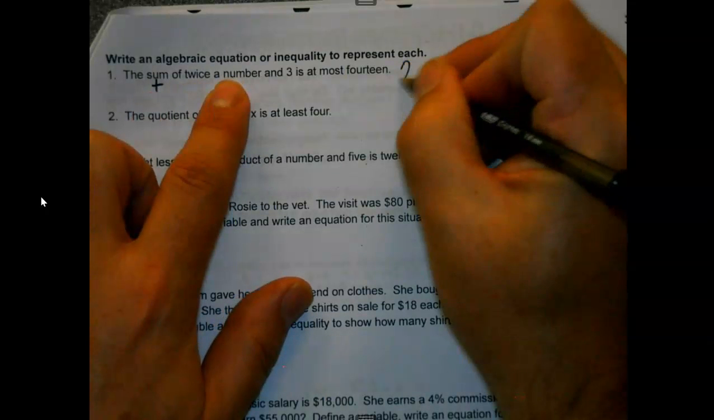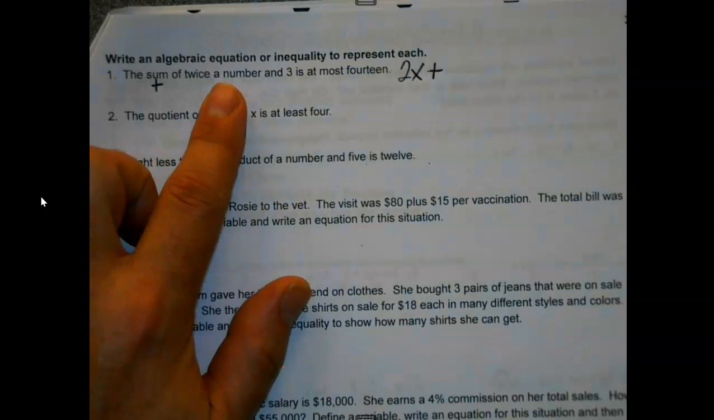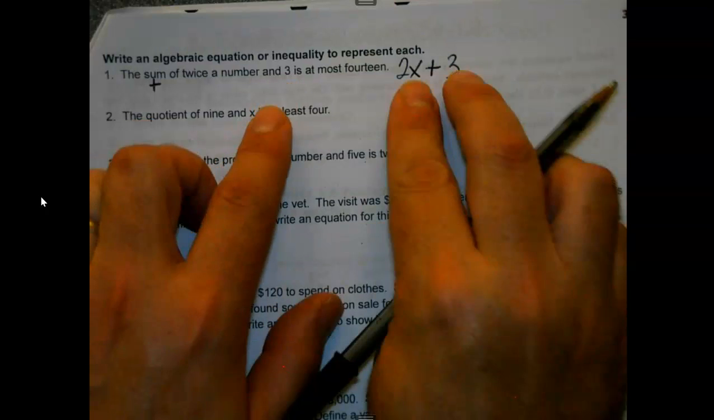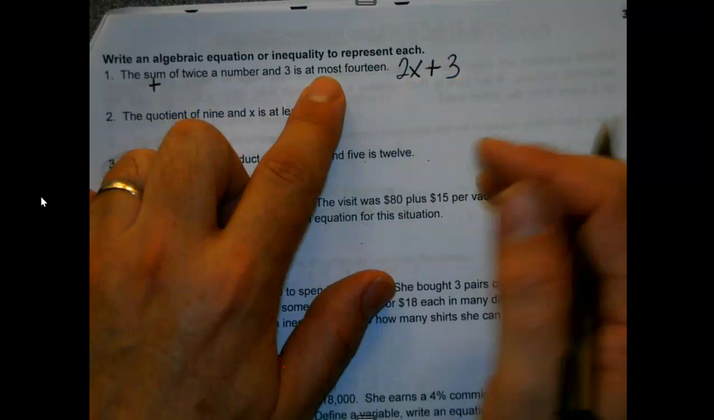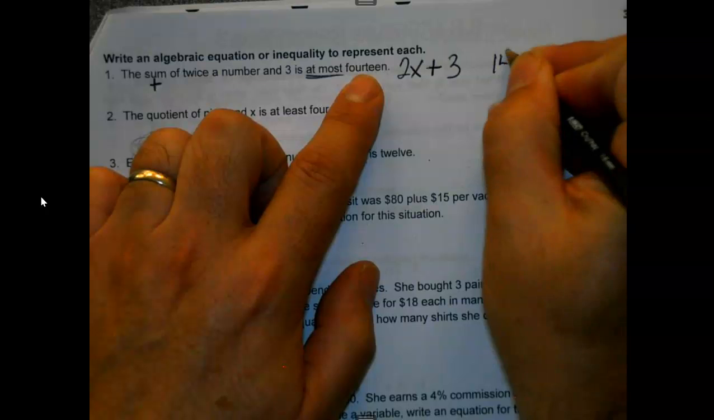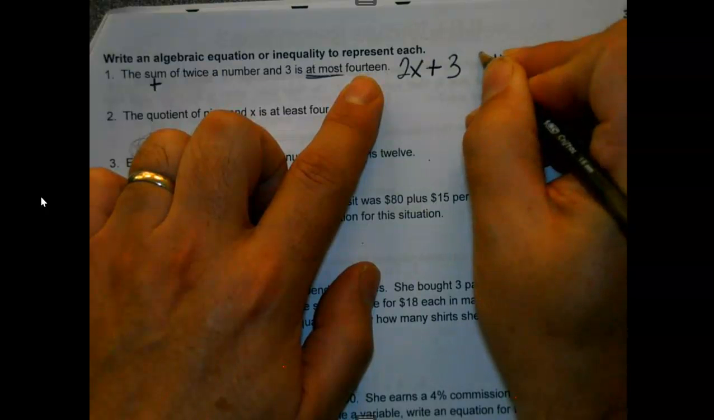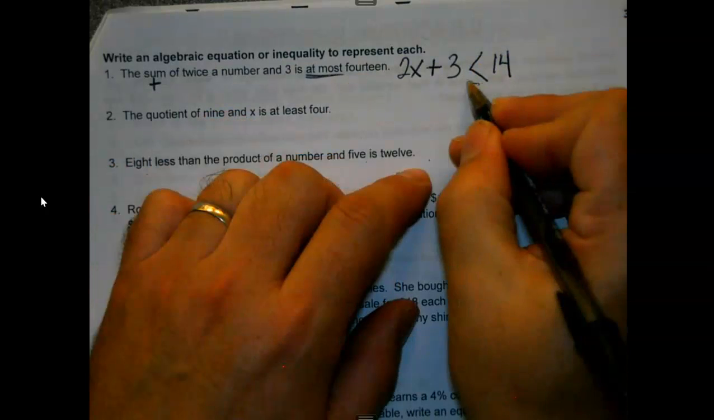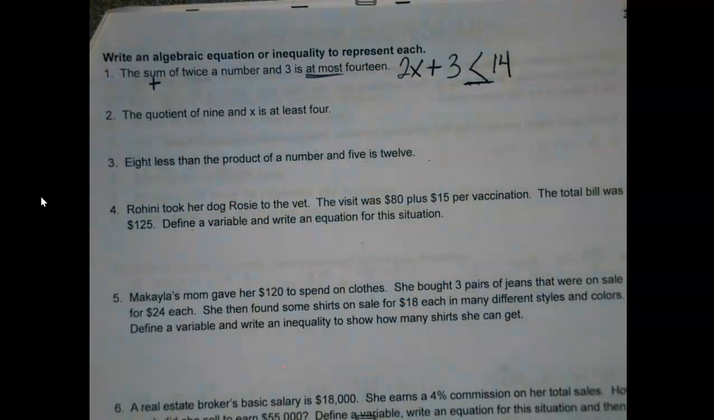Twice a number, okay, not the square of a number. So I don't want x squared, I want 2x. And 3, so add up those two things, is at most 14. So it can be less than 14. It could equal 14. But it can't be more.